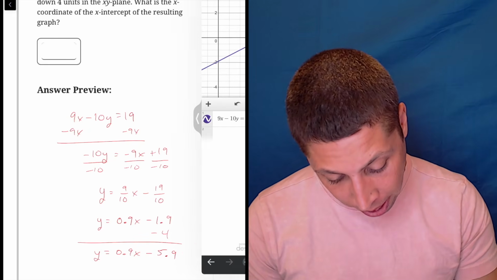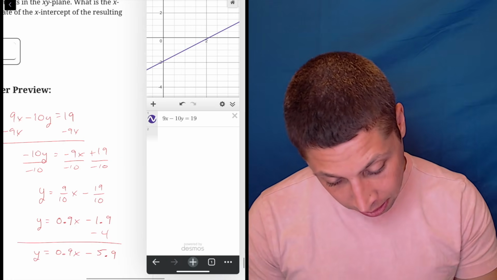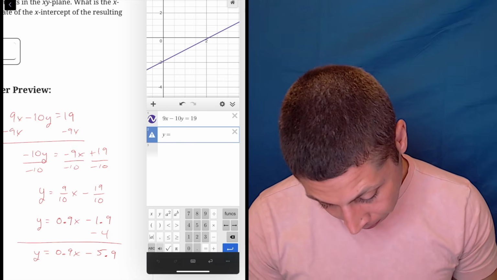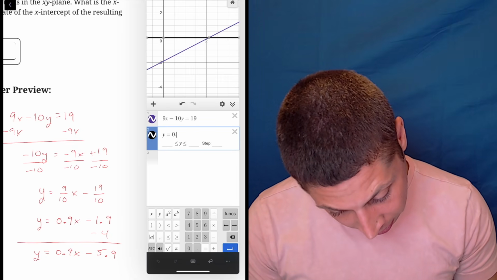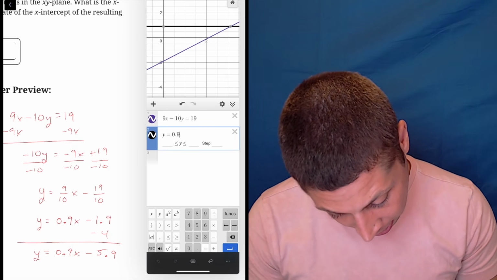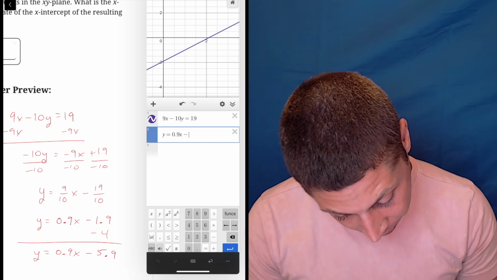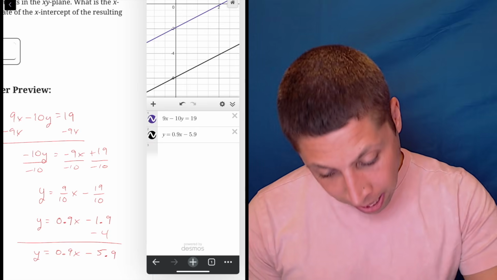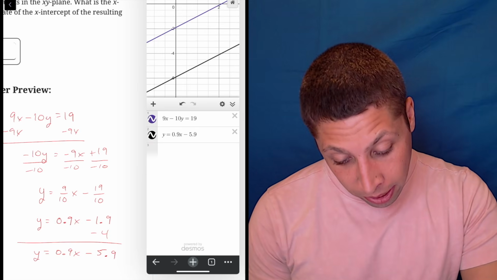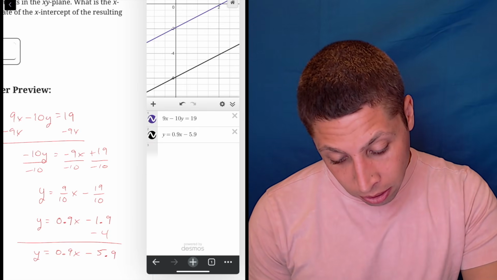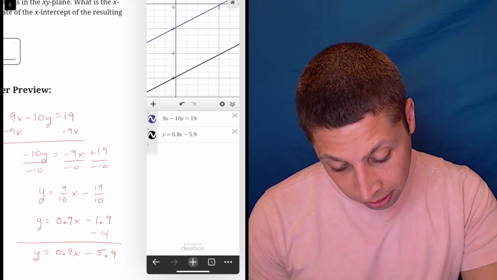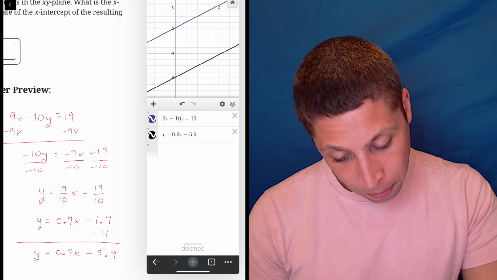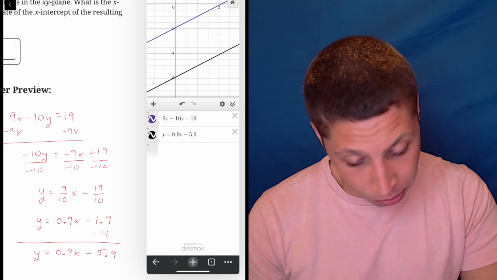Here's what I would do. I'm going to just graph that because I want to see it to make sure I did this right. Y equals 0.9x minus 5.9. Yeah, look at that. It goes from roughly negative 2-ish to roughly negative 6, right? It's not perfect. I can see that it's a little off, but that's about 4. So this looks good. Same slope, everything looks good.